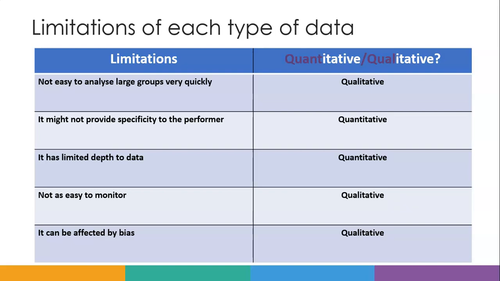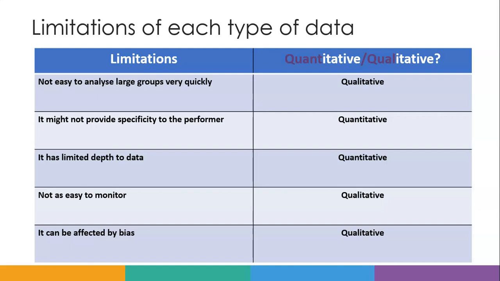So again, it's time to check and change your work and see if you got your answers right. Not easy to analyse large groups very quickly. That's qualitative data, because again, those written answers can be long and can take a long time to get through and understand, unlike looking at a list of 30 performers who have completed the bleep test or the 50-metre sprint test. Second line down, you've got it might not provide specificity to the performer. That's quantitative data. Again, there's not a lot of depth in information. When you get that result of 9.2 for the 50-metre sprint test, you don't know why or what's happened that day to cause that score. If it was a qualitative questionnaire afterwards, you would get far more data, but it's not.